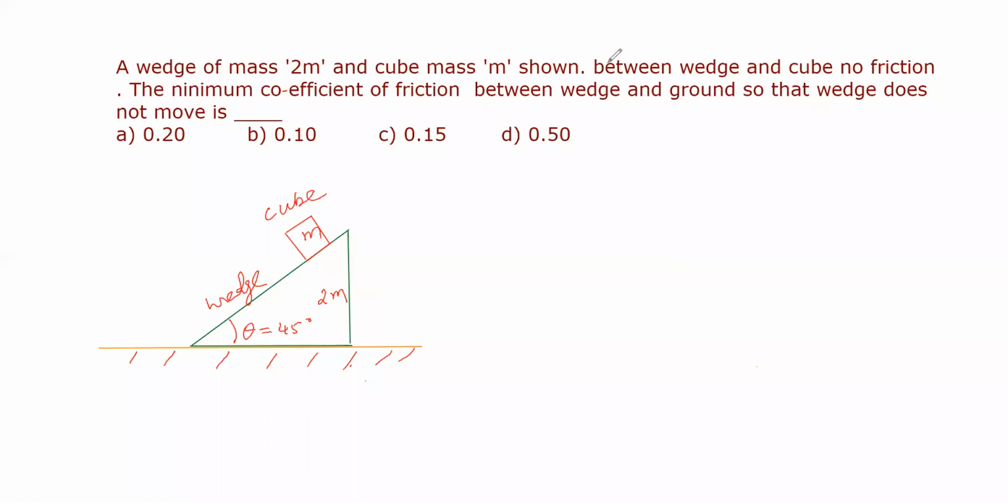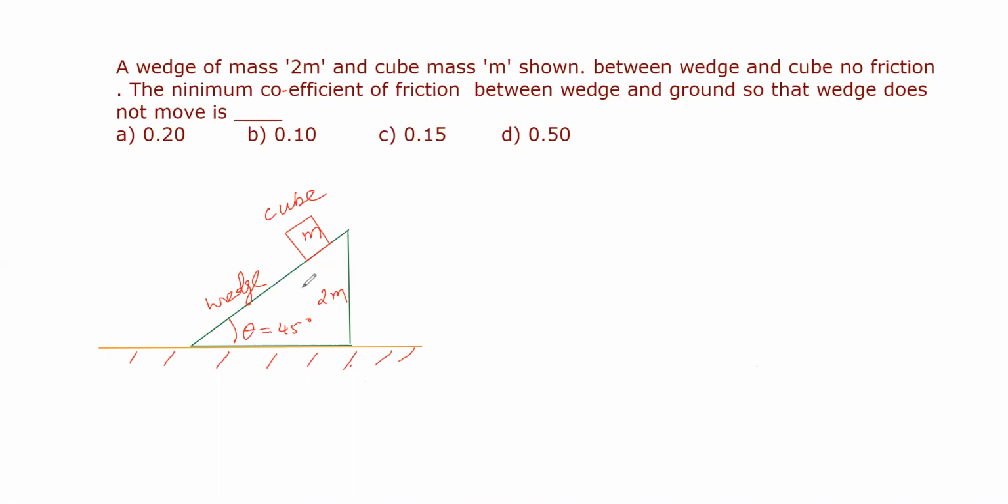We are going to solve an IIT JEE Advanced type problem. Say a wedge of mass 2m and a cube of mass m, as shown in the figure. Between the wedge and the cube, there is no friction. The minimum coefficient of friction between the wedge and the ground so that the wedge does not move is?